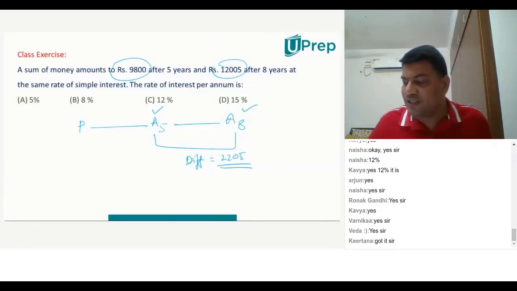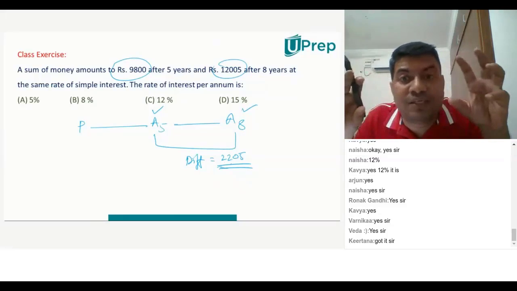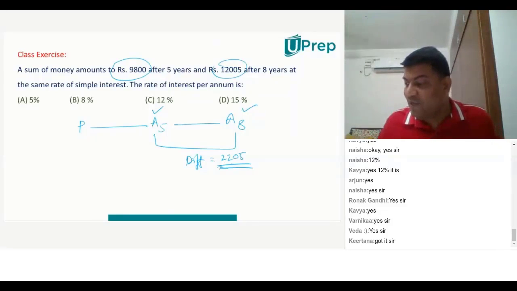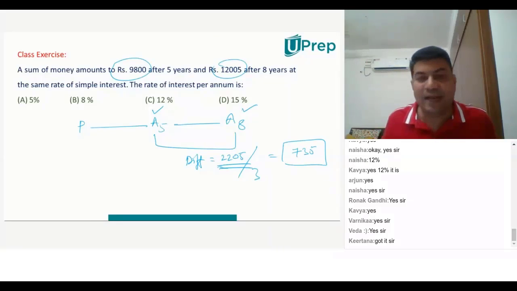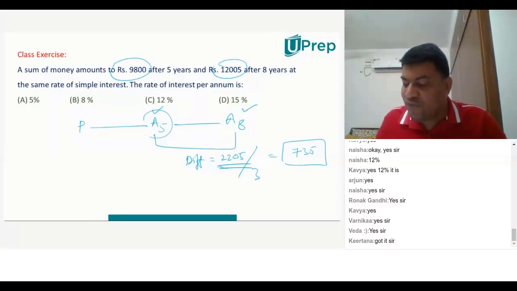Once I know that difference, I know this difference is coming because of the interest I am earning in those 3 years. The moment I know the interest that I'm earning in 3 years, when I divide that by 3, I get interest per year. Now, interest per year, how much was that? 735, correct?